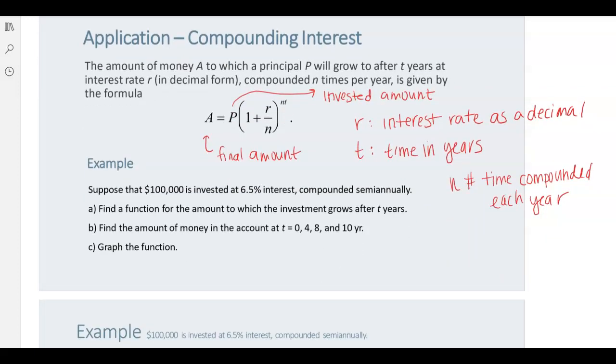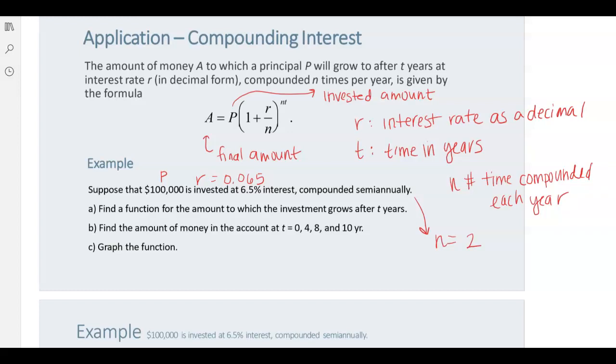In this example, we're starting with $100,000. That's our initial investment, so that'll be P, that'll be the principal. The investment is at a rate of 6.5%. Again, we change that to a decimal number, so 0.065 is equal to R. And then compounded semi-annually, that's compounded twice a year. So that means that N is going to be 2.